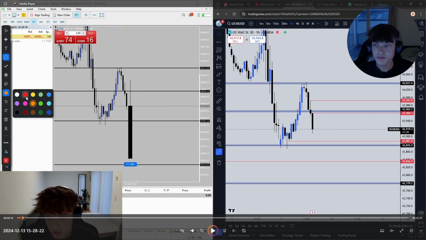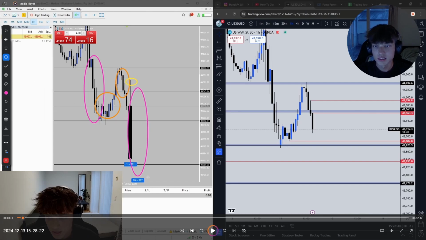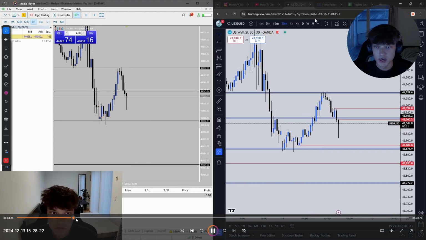This is the continuation, consolidation. You can kind of see it's like here, also here. This is the liquidity grab, right? I'm anticipating. Wait a bit. This is the continuation, right? We want to catch that continuation, of course, right? That's where the big moves happen.